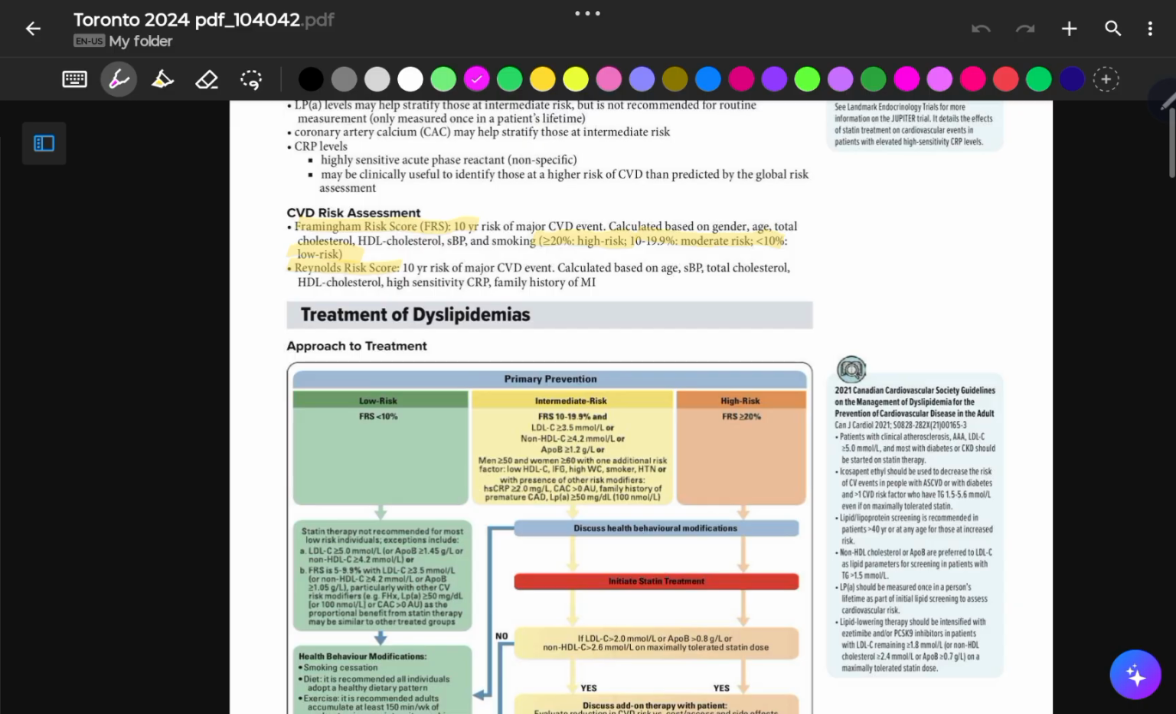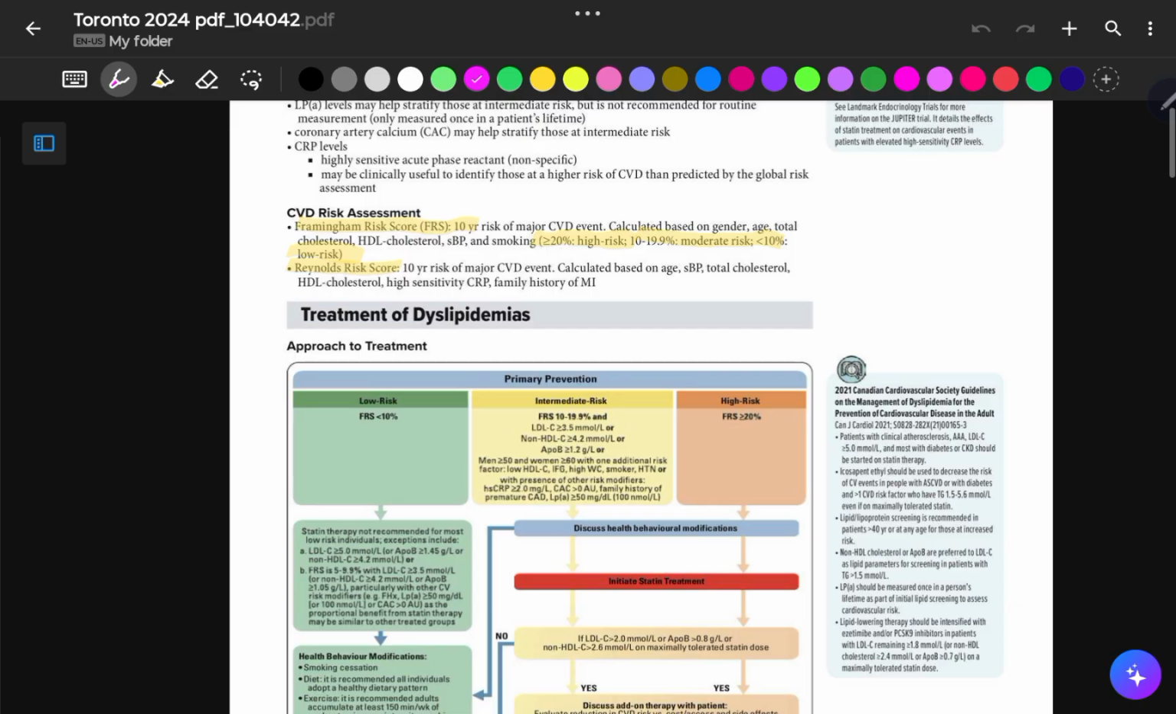So if your FRS score is more than 20%, 20 and above, you are high risk. If it's between 10 to 19.9%, you're moderate risk. If it's lesser than 10, you're low risk. So basically that's the first way of checking your cardiovascular risk.